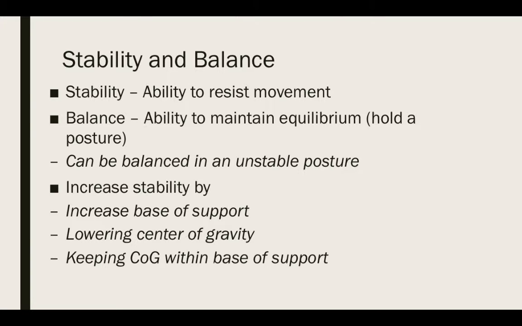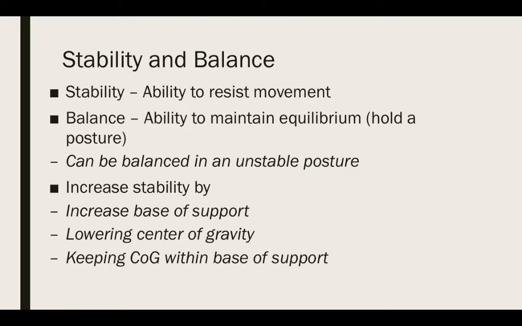Additionally, we also need to talk about stability and balance and their relationship in shaping motor skills. Stability is defined as the ability to resist movement, and balance is the ability to maintain equilibrium or hold a position. Based on these definitions, we can be balanced as we are maintaining our equilibrium, but be unstable because we are unable to resist movement. We can increase stability by increasing the base of support, lowering the center of gravity, and keeping the center of gravity within the base of support.